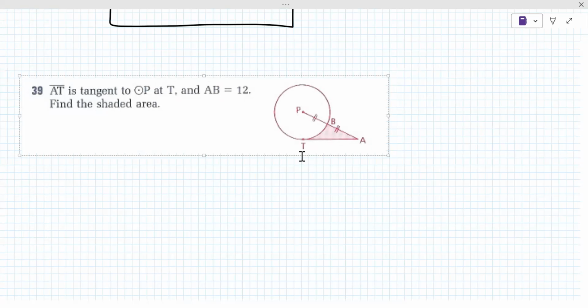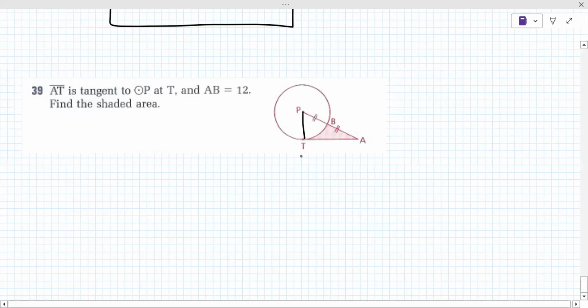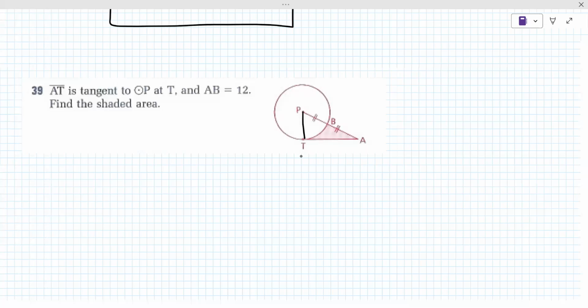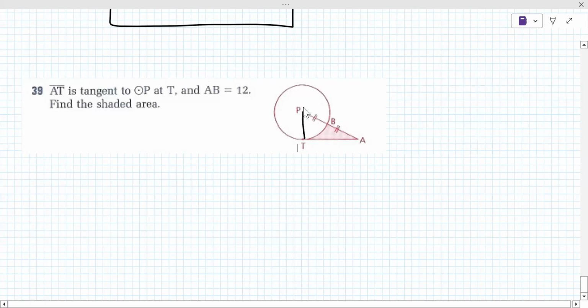All right. AT is tangent to circle P at T. What does that mean about PT? If it's a tangent, I guess I'll take any information. I'm pretty sure PT is a radius. And then also what about the angle ATP? What is that? That would be a right angle.